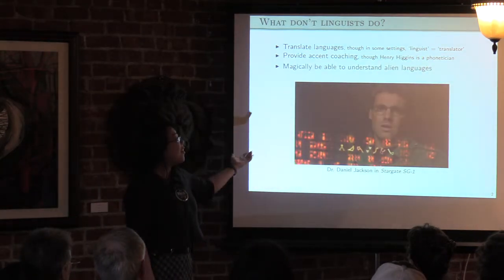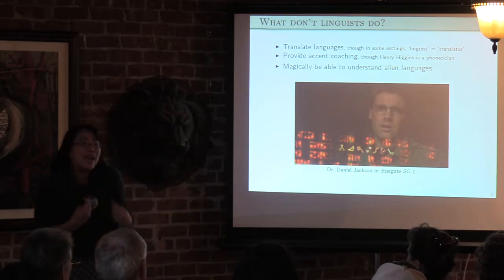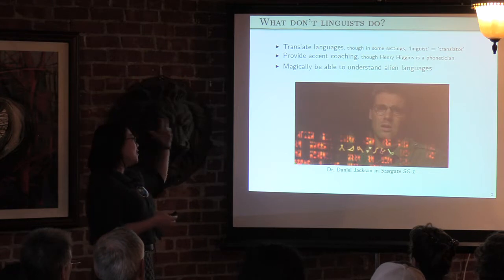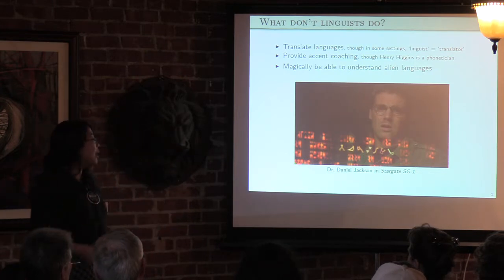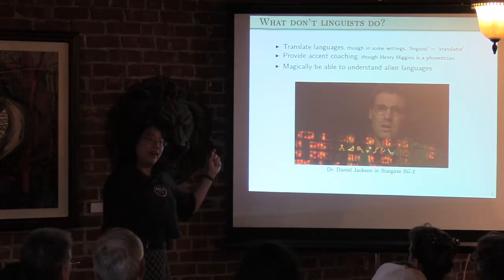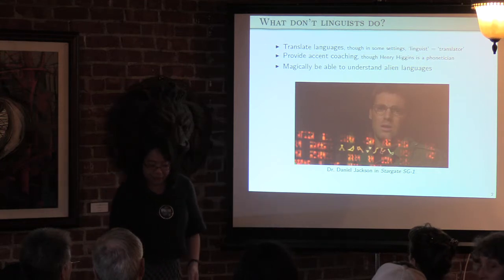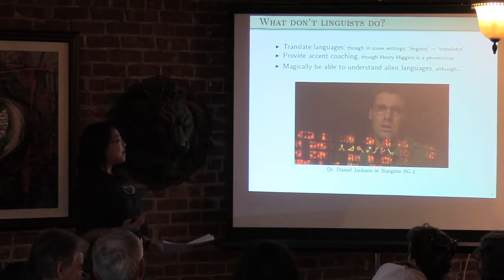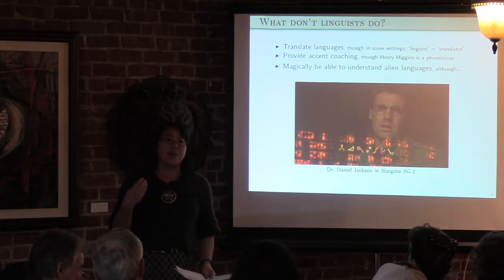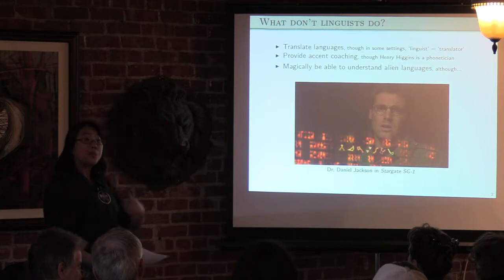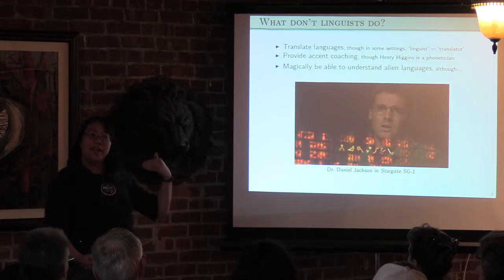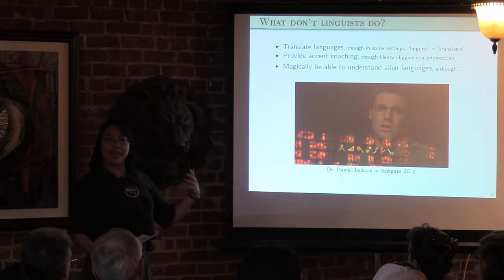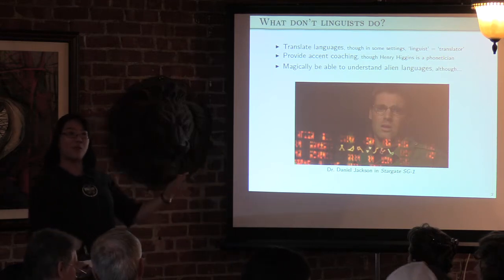And also, linguists aren't able to lock themselves in a room with a tablet and magically understand alien languages after a couple of hours, like Dr. Daniel Jackson does in Stargate, which is a film that I absolutely love, but this is factually inaccurate. This kind of thing comes up a lot in science fiction, right? You have linguists who are able to translate languages because you need to be able to do that in a world where you've got a whole bunch of different races and alien forms that need to communicate with each other. So you have to have a linguist somewhere in there, right?